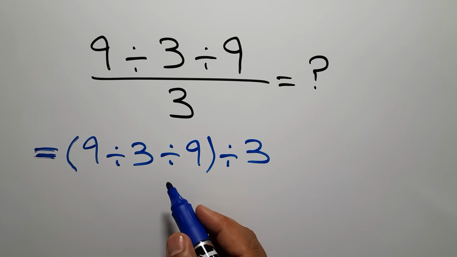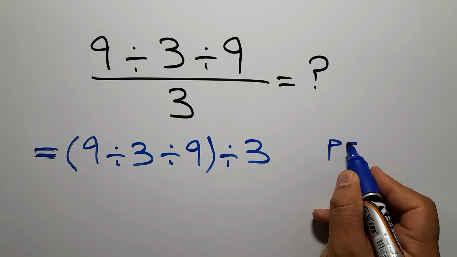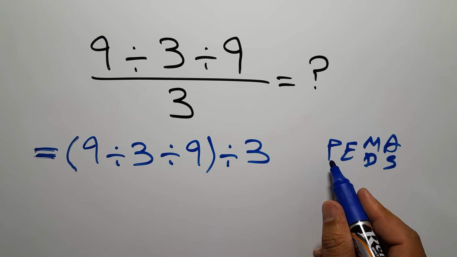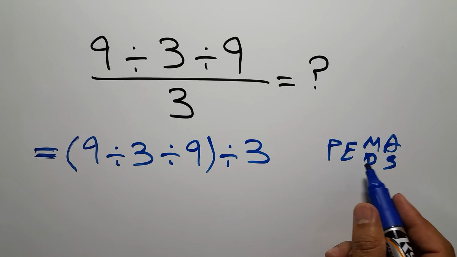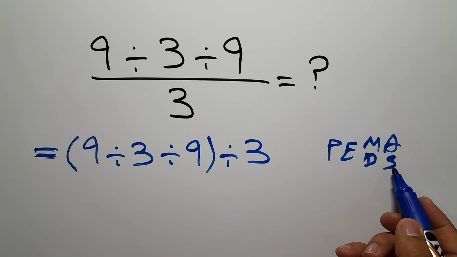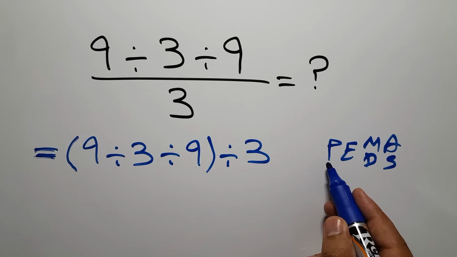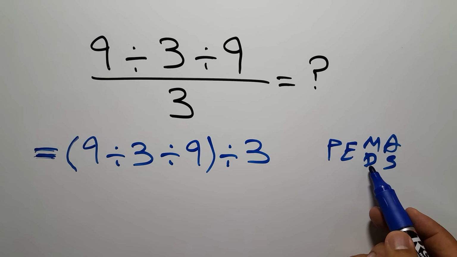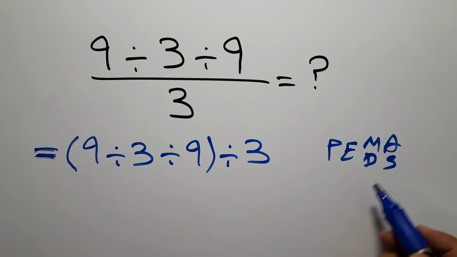According to the order of operations, which is PEMDAS, P stands for parentheses, E stands for exponents, M and D stand for multiplication and division, and A and S stand for addition and subtraction. First, we have to do parentheses, then exponents, then multiplication or division, and finally addition or subtraction.